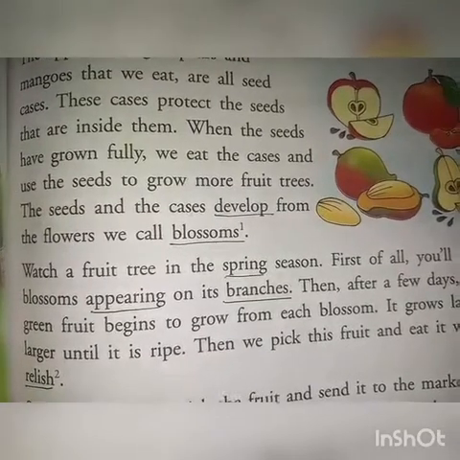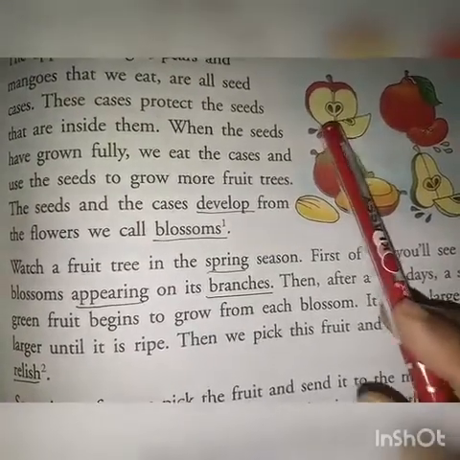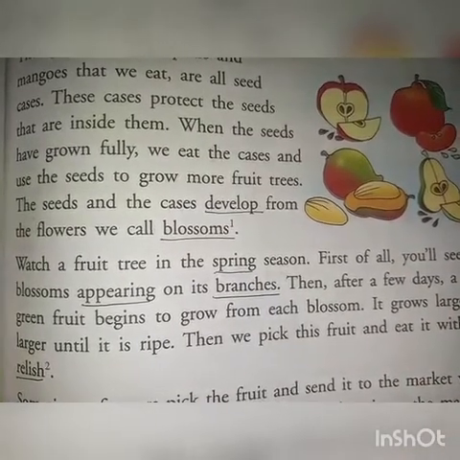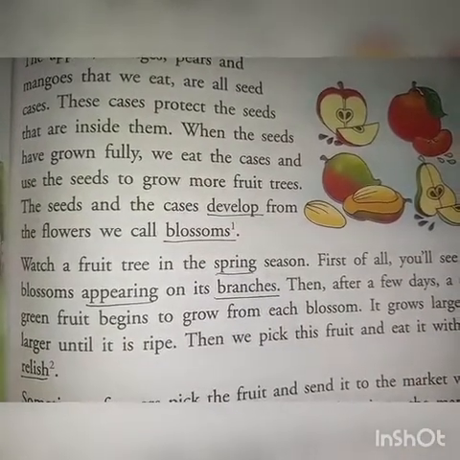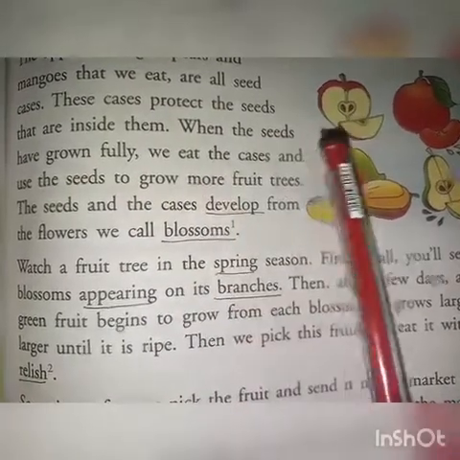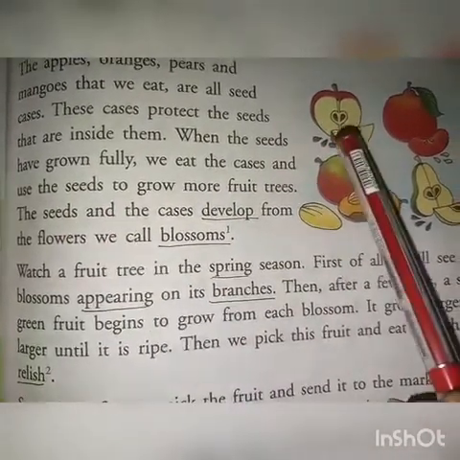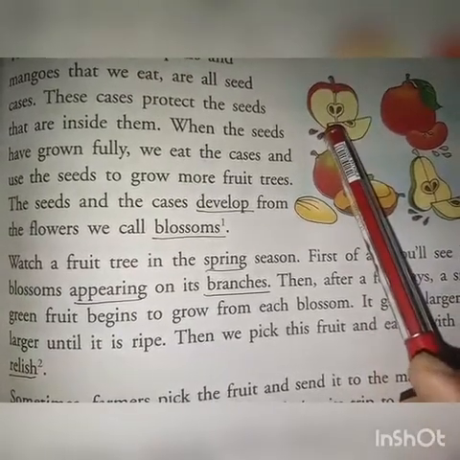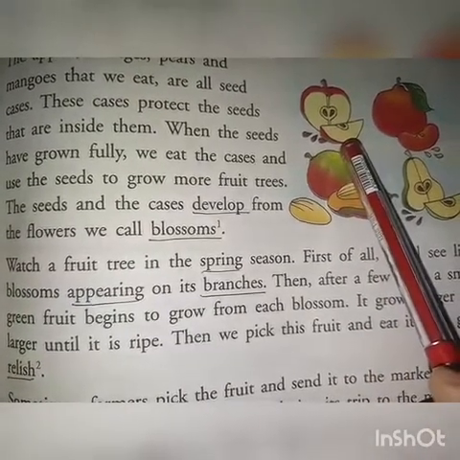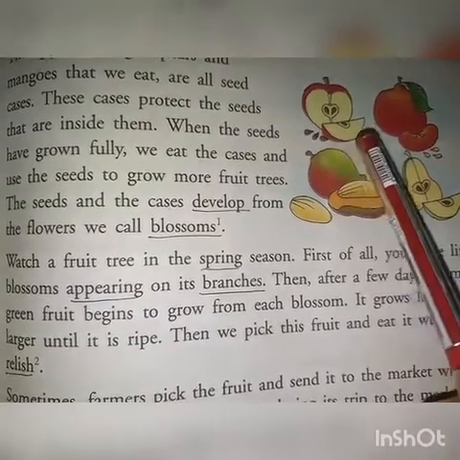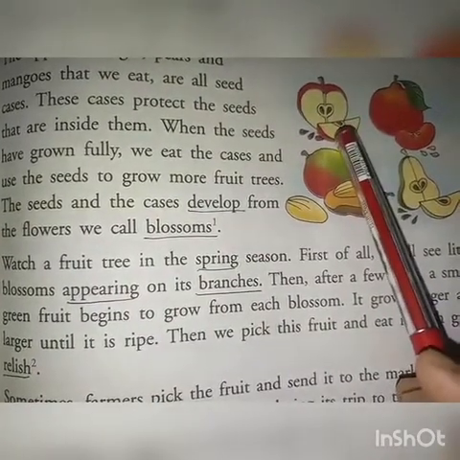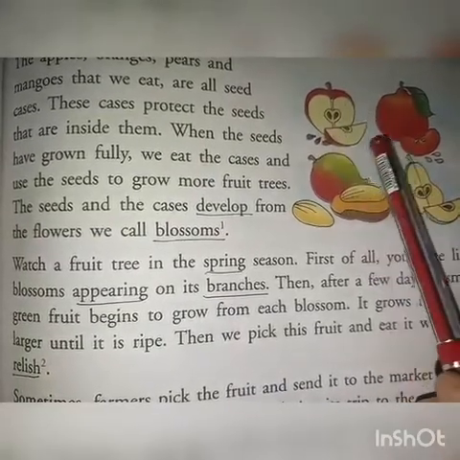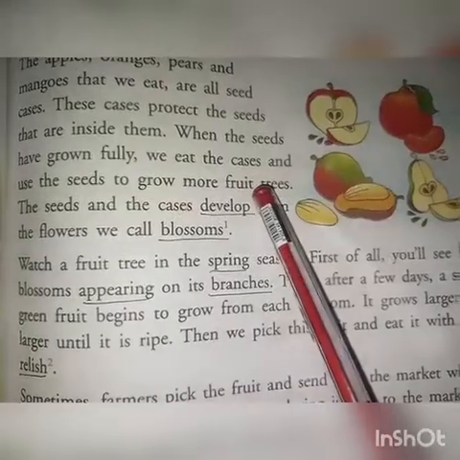When the seeds are fully ripe, मतलब कि flowers में से जब seeds completely पूरे तैयार हो जाते हैं, fully grown हो जाते हैं, तो we eat the cases and the seeds are used. जब ये फ्रूट कब तैयार होता है, कब हम उसको बोलते हैं कि ripe हो गया या ready हो गया है, that fruit is to be eaten or to be plucked from the plant when the seed inside that cover is fully developed. So at that time we pluck the fruit from the tree and we eat that fruit.